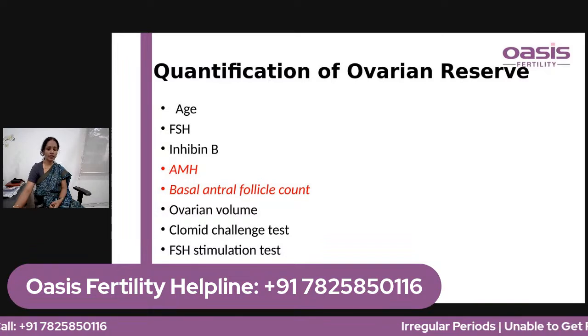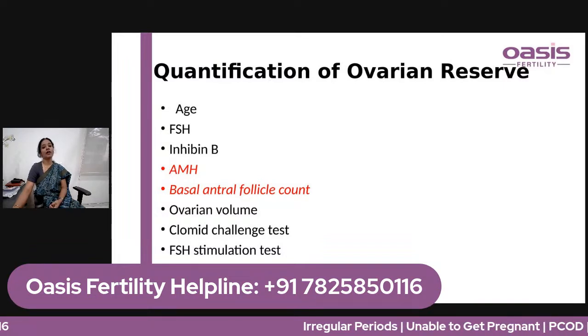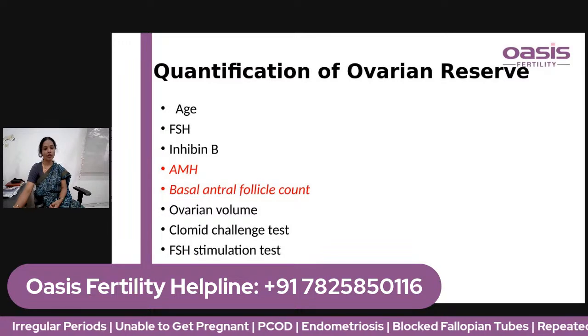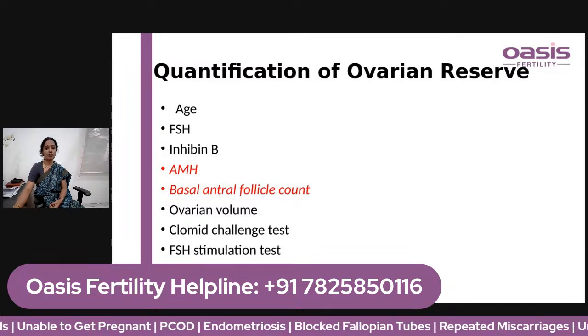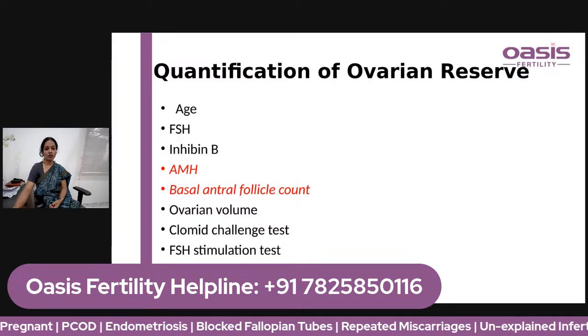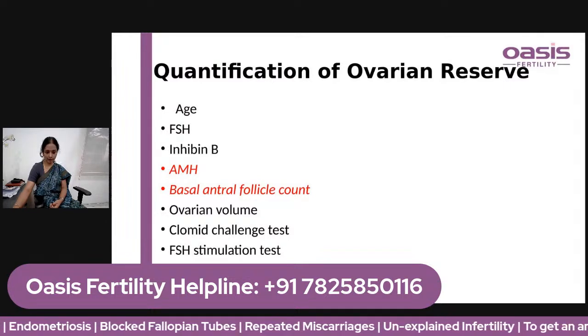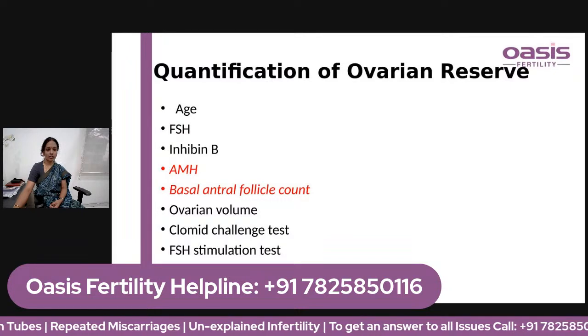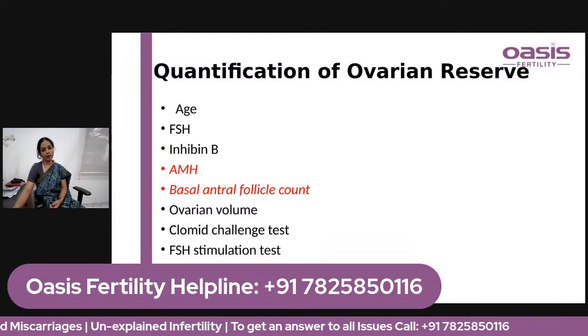So with older age, there is a decline in fertility, and there are many hormone tests, blood tests, and ultrasounds to detect ovarian reserve. But the two most commonly done tests detect your anti-Müllerian hormone level in the blood. So it indirectly tells us how much egg reserve is in the ovaries.